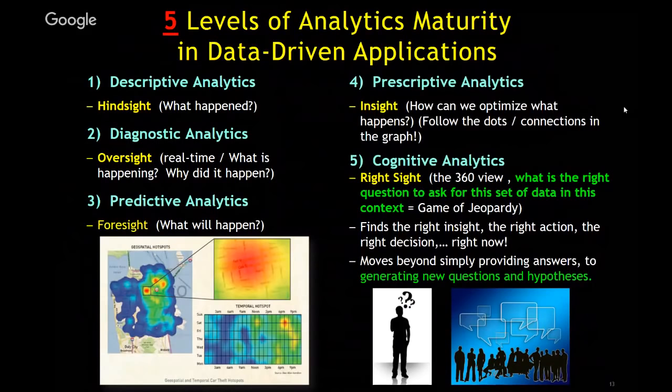So we're going from hindsight, that is descriptive analytics, which tells us what happened, where we're just basically reporting historical information. Number 2, which is diagnostic, which is oversight, that is real time, what is happening now, or why is it happening? To the next level, number 3, is actually the first level of what people call advanced analytics, which is predictive analytics. What will happen? Foresight. So we've gone from hindsight to oversight to foresight. And with prescriptive, we have insight.